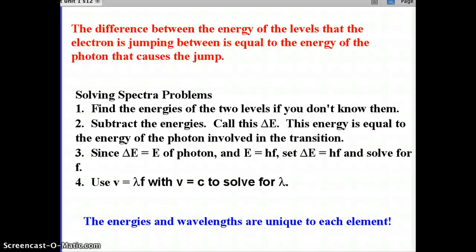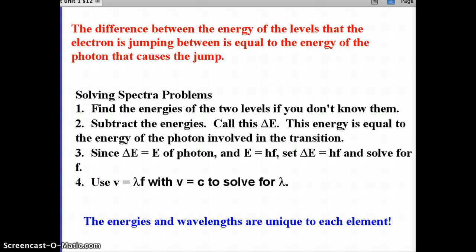This is the second half of Lecture 10, and in this one we're actually going to try some problems involving spectra. So I'm starting with just a quick review of what we just finished in the first half of the lecture. Remember that when we do a spectrum problem, we're going to find the energies of the two levels if we don't already know them. Sometimes we're going to know them already.